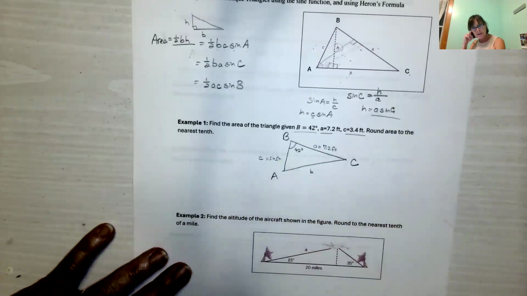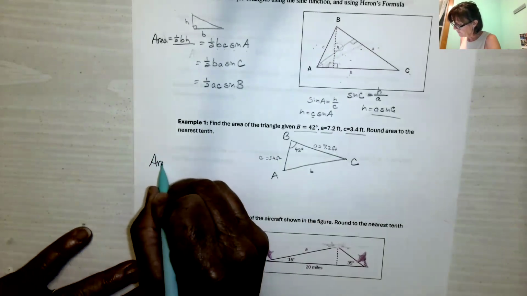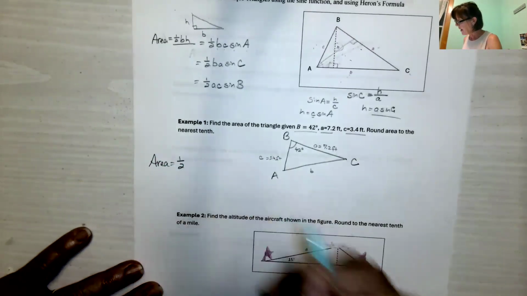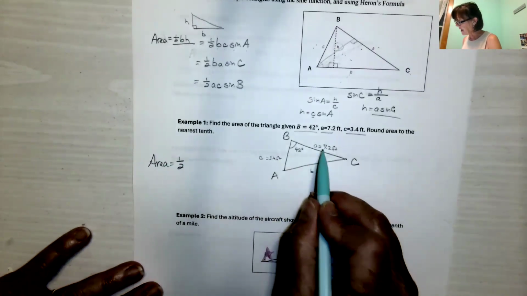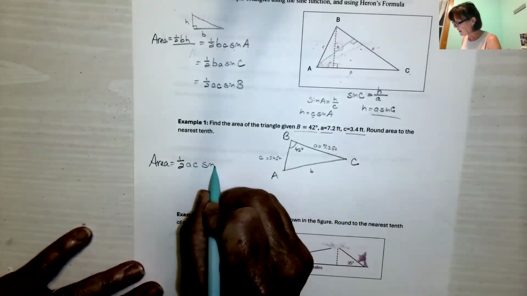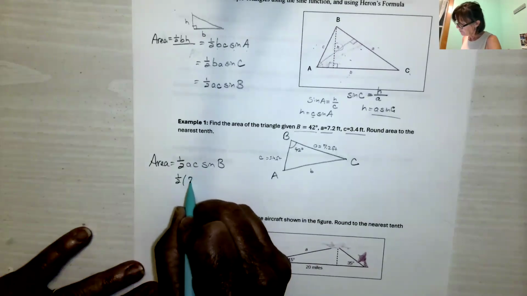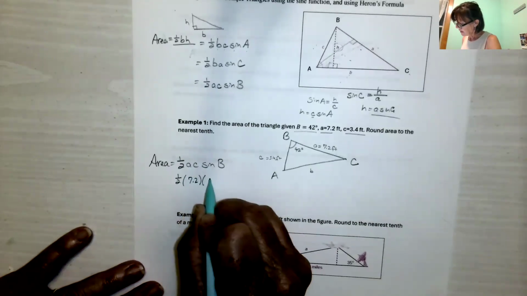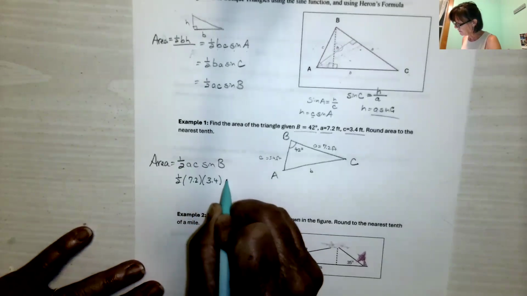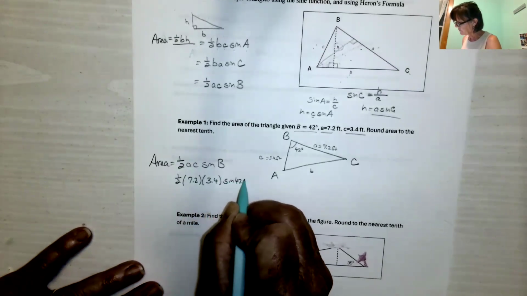So very nicely, they've given me two sides and the angle in between, and I can use the formula I just learned to find the area. So the area of this triangle is going to equal 1/2 little a times little c times the sine of the angle in between, b. So it's 1/2 times 7.2 feet times 3.4 feet times the sine of 42 degrees.